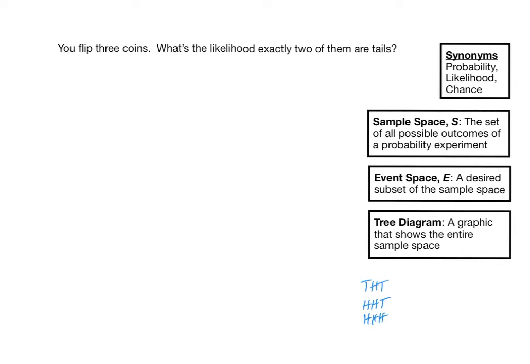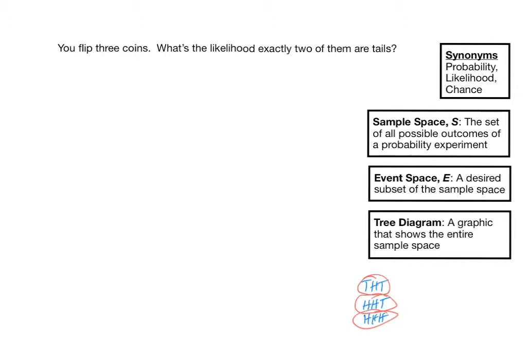To understand what could possibly happen in an experiment, we need to know what the sample space is. So the sample space S, we use the capital letter S to represent the sample space, is the set of all possible outcomes of a probability experiment. Each one of these is an outcome of this probability experiment. We need to know what all of them are.